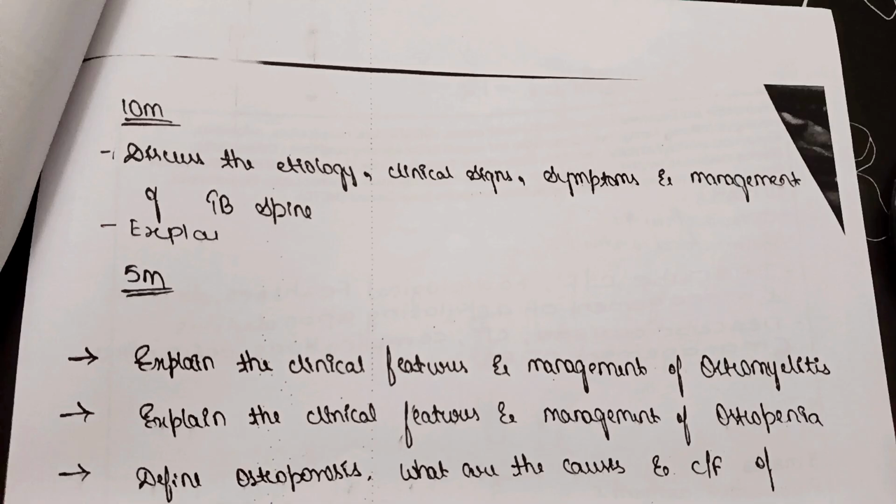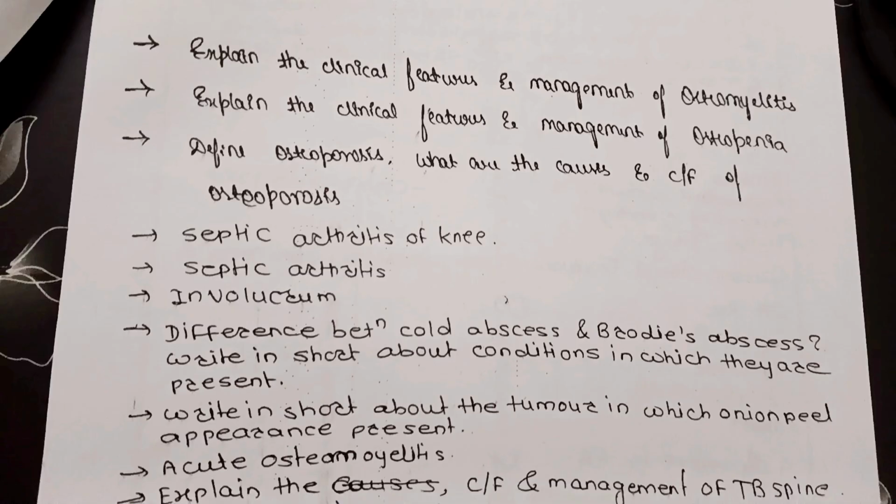And there are a few more important 10 and 5-mark questions. Those are: discuss the etiology, clinical signs and symptoms and management of TB of spine. And in 5-mark questions, explain clinical features and management of osteomyelitis. Explain the clinical features and management of osteopenia. Define osteoporosis and what are the causes and clinical features of osteoporosis.